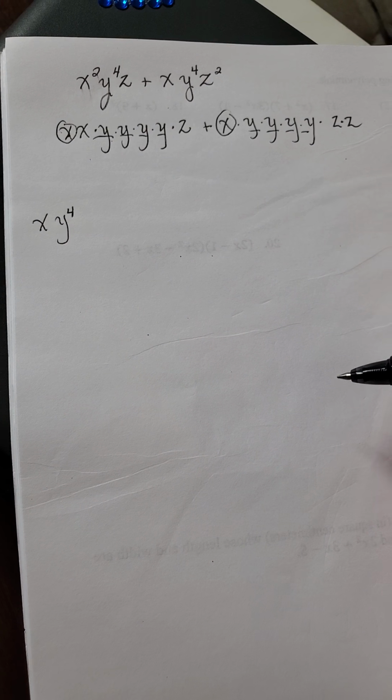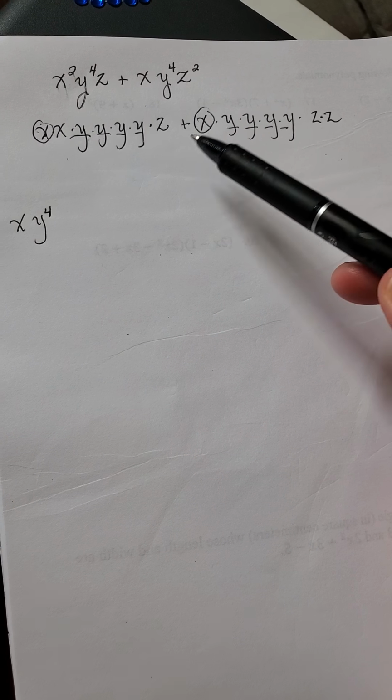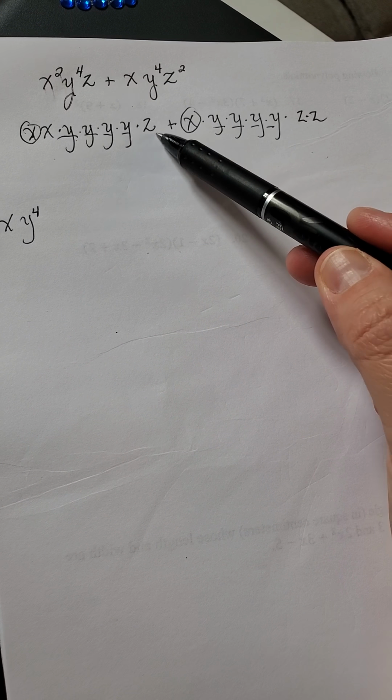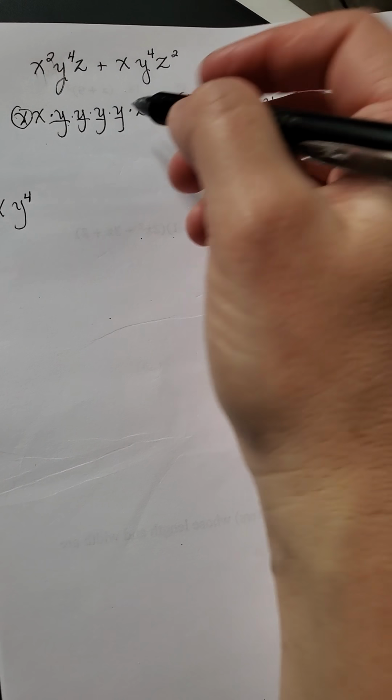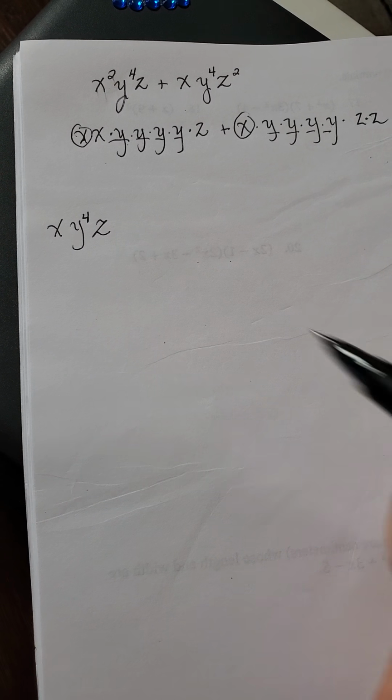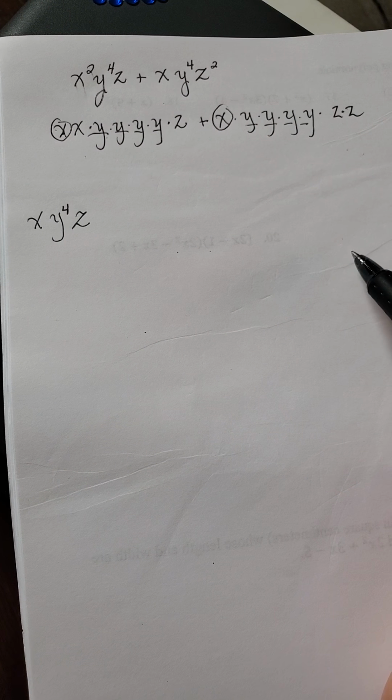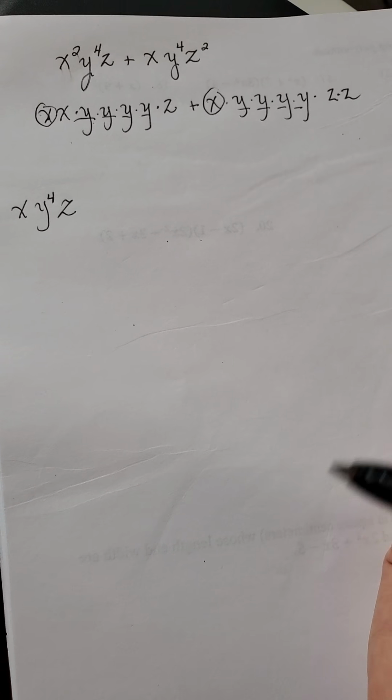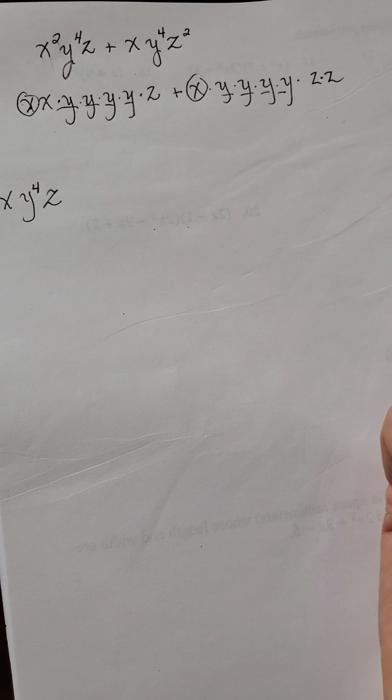And then we have our z's. This guy has 2, but this guy only has 1. So that means they can only afford to give us 1 each. So that means we can take out 1 z. Okay, so this is telling me that I'm going to divide both pieces by x, y to the 4th, z, because that's our greatest common factor.